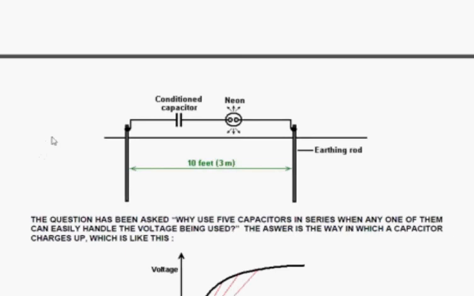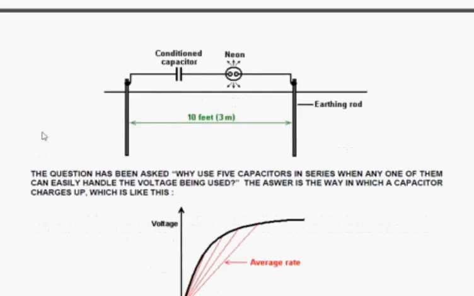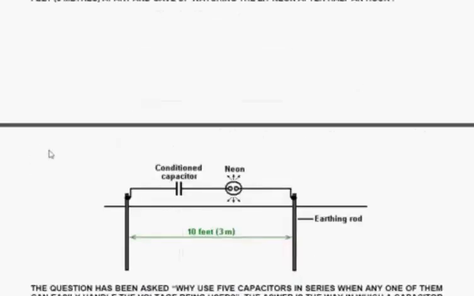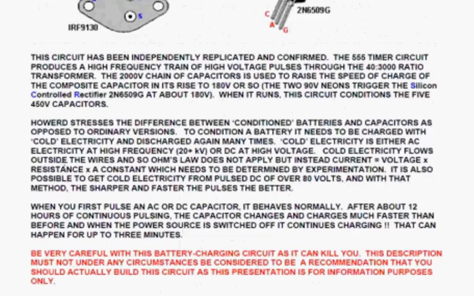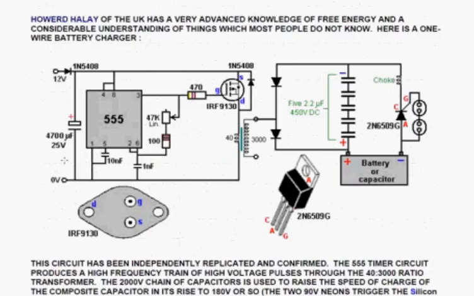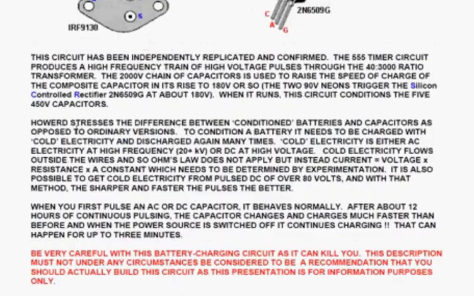And the question has been asked, why in this circuit here do you have 5 450 volt capacitors? Because all it'll charge up to is 180 volts, which any one of those capacitors could manage. Well, the answer to that is subtle.